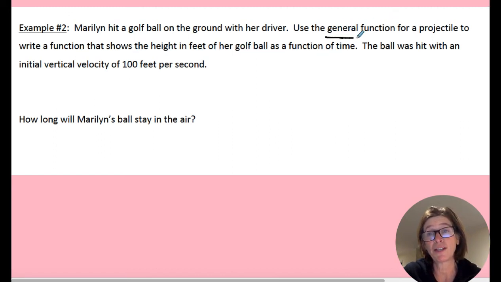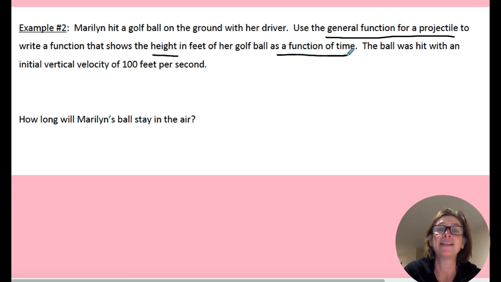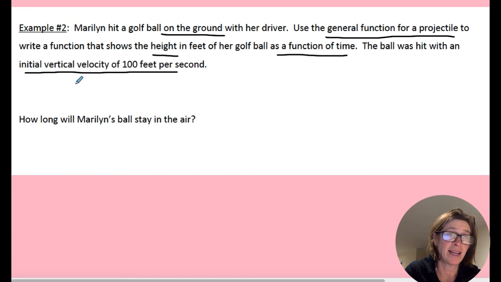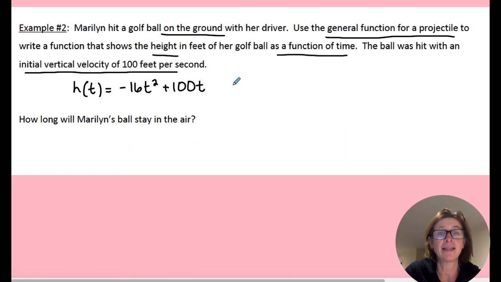Okay, so we normally call these projectile motion or vertical motion problems. Another way to refer to them. And we want the height as a function of time, okay? So height is my y again, and time is my x. The ball was hit with an initial velocity of 100 feet per second, and she hit it from the ground. So we're going to plug that right in. H of t equals negative 16 t squared again, because it's in feet per second, plus 100t. And I don't have to put in my y-intercept because it was hit from the ground.